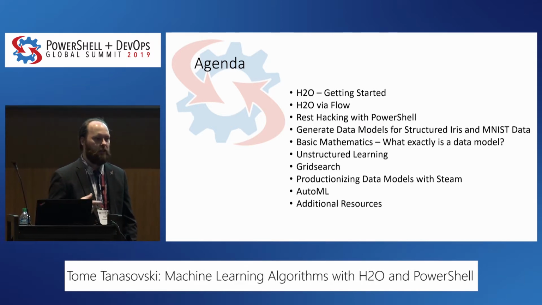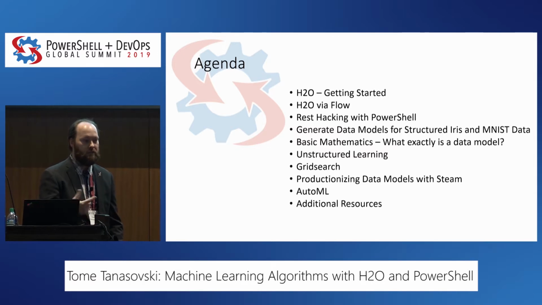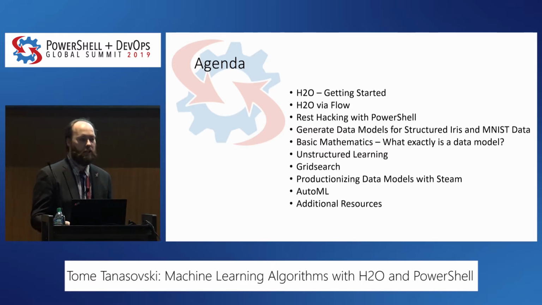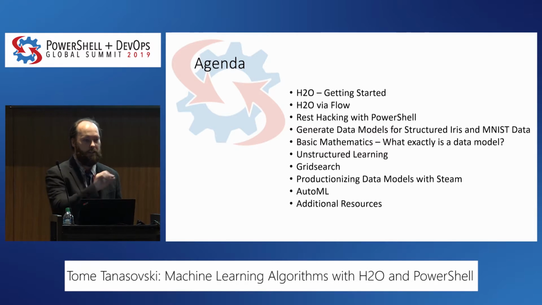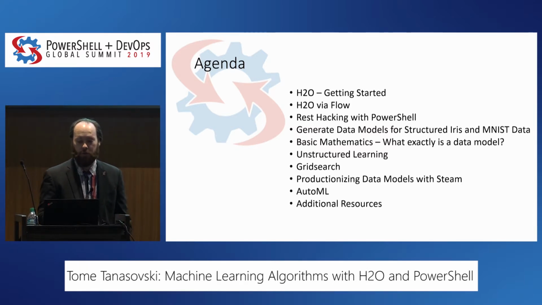Iris data, which is predicting the flower type based off of the dimensions of the flower, as well as the MNIST data, which is handwriting recognition for digits, numbers. And so we'll look at both of those.